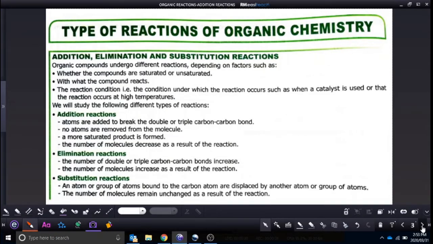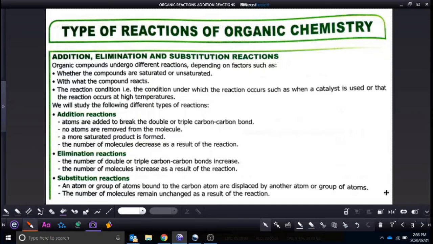Types of reactions of organic chemistry. The 3 types we are going to do. There's actually 4 types if you've seen in the videos. There were combustion reactions, but we're also looking at the following types.